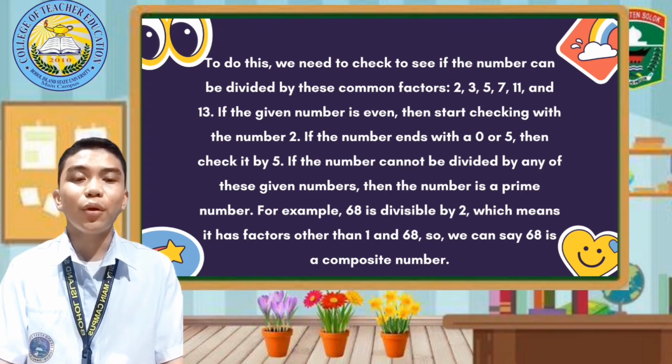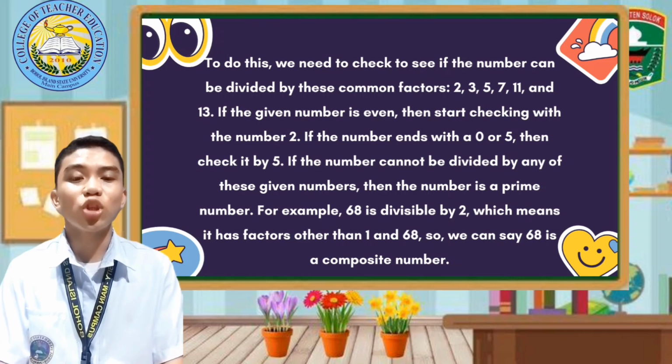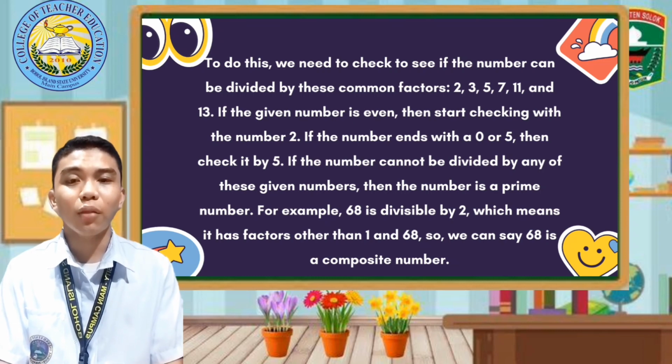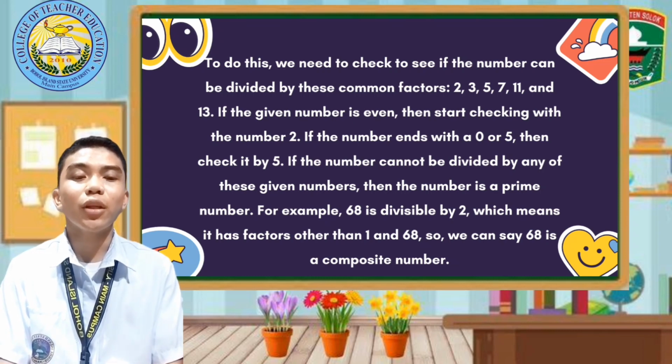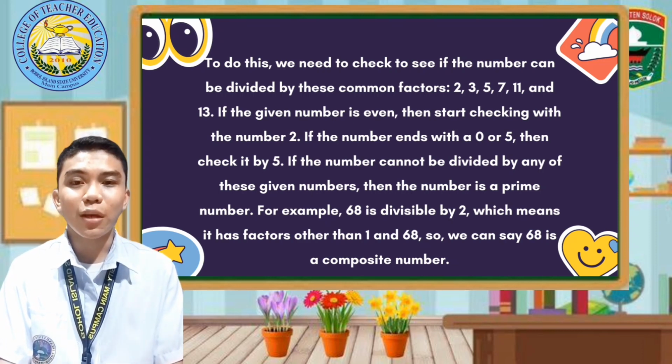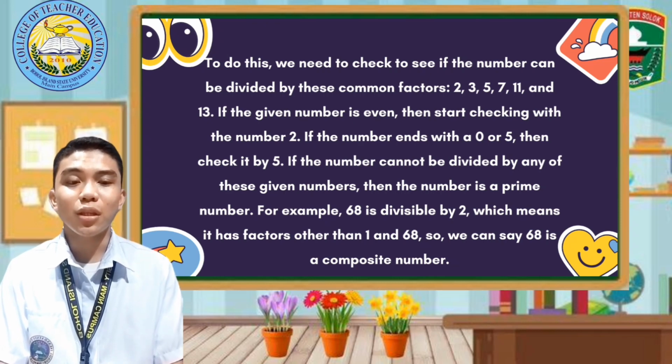If the given number is even, then start checking the number 2. If the number ends with a 0 or 5, then check it by 5. If the number cannot be divided by any of these given numbers, then the number is a prime number. For example, 68 is divisible by 2, which means it has factors other than 1 and 68. So we can say 68 is a composite number.